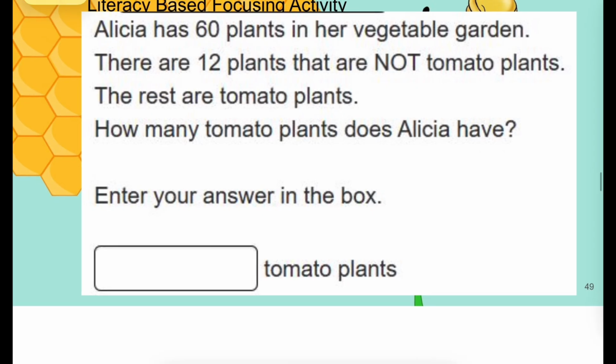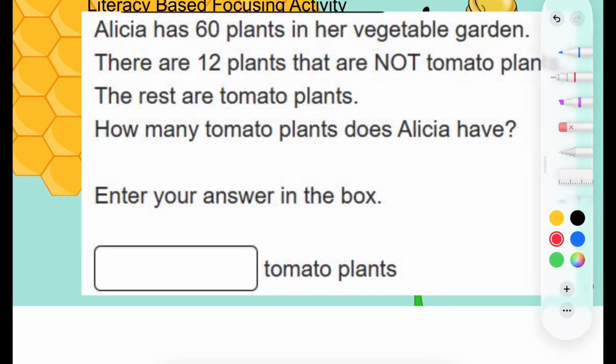Here is our literacy focus question. Let's get ready to annotate. We read first, then annotate. Alicia has 60 plants in her vegetable garden. There are 12 plants that are not tomato plants. The rest are tomato plants. How many plants does Alicia have now?